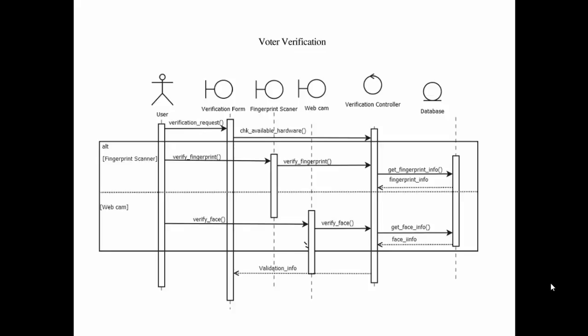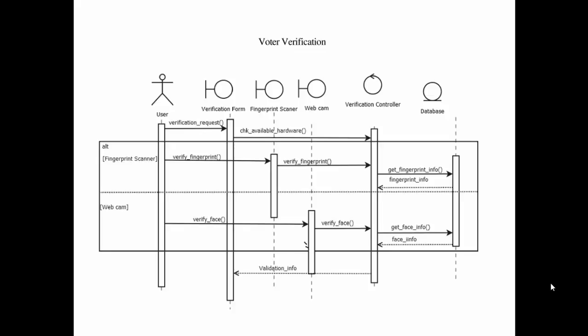First is the fingerprint scanner. The user initiates the fingerprint scan with the help of the fingerprint scanner and sends the data through the verification controller, which matches it with the entity object database. If the result matches, then it will reply with validation info that it's verified and now the voter can cast the vote. Same with the webcam.